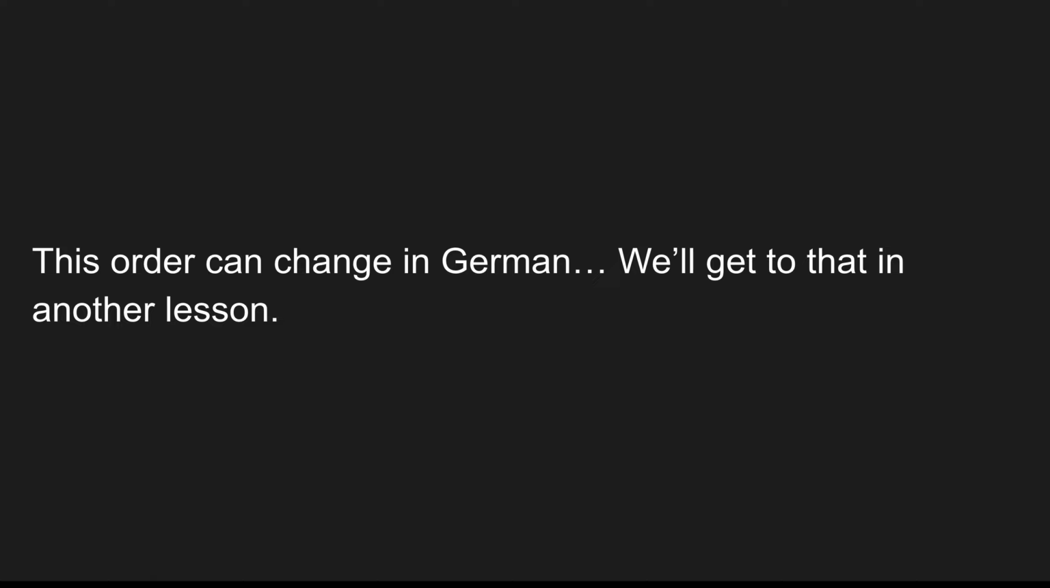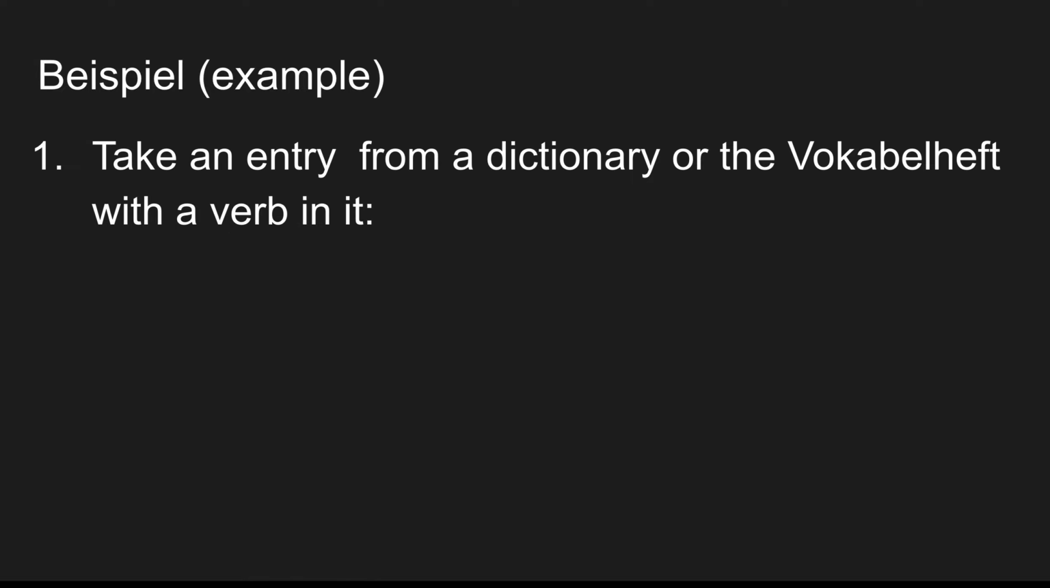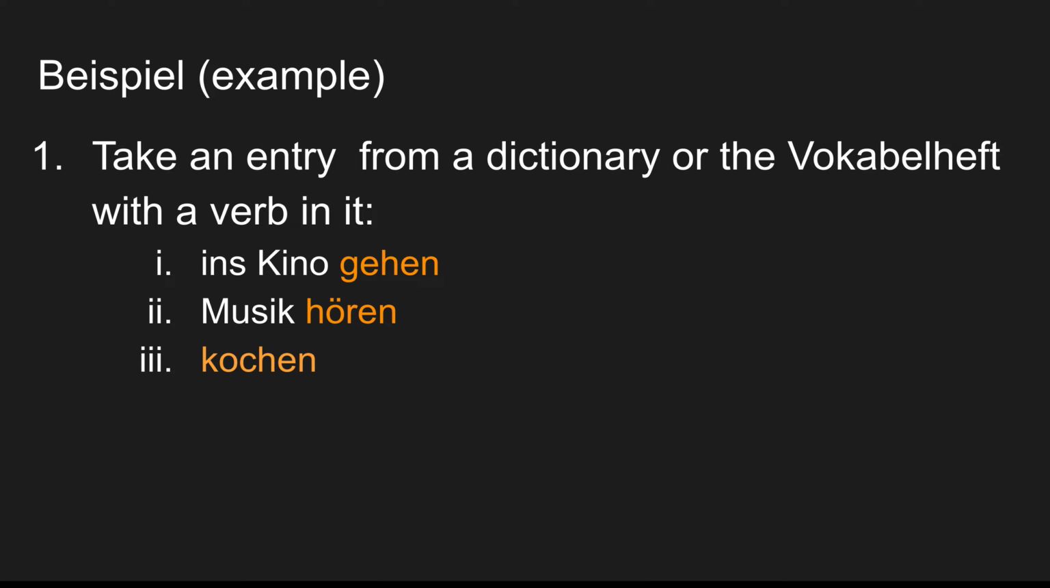This order can change in German, and we'll get to that in another lesson, so stay tuned for that. In this video, we're just going to be looking at the German examples for simple sentences. If we start with taking an entry from a dictionary or the Vokabelheft with a verb in it, some examples could be ins Kino gehen or Musik hören or kochen.